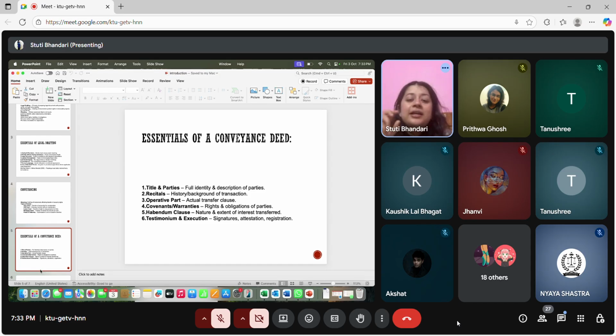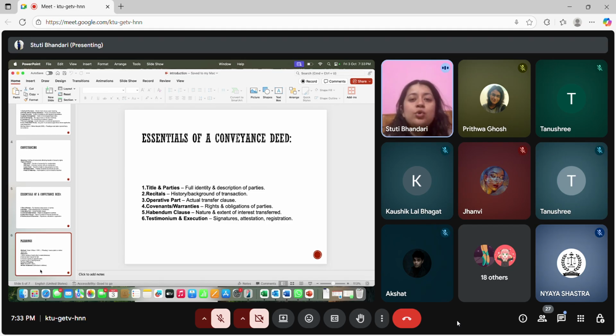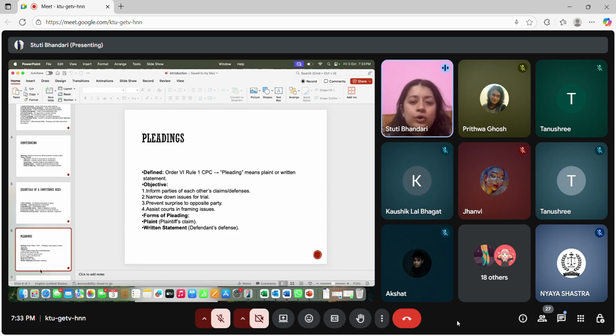And lastly, there is testimonium and execution. This is there in every document, any legal draft that you do. You have to write the signatures, attestations, and registration. So you have to put the signatures of the landowner and the tenant. Then you have to get it attested by the legal people who attest documents. You might have gone to the courts and seen people who attest documents. And lastly, you have to go to the registrar's office and register all the deeds that you have, because unregistered legal documents do not hold legal sanctity before the court. Most of them do not.